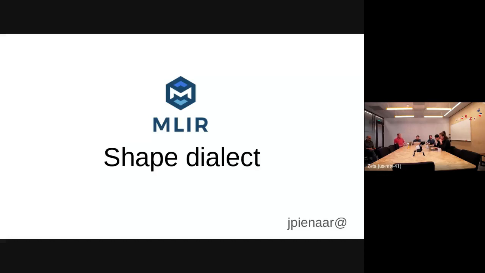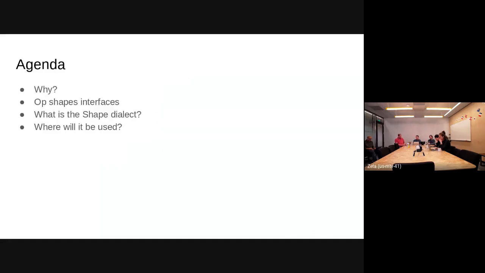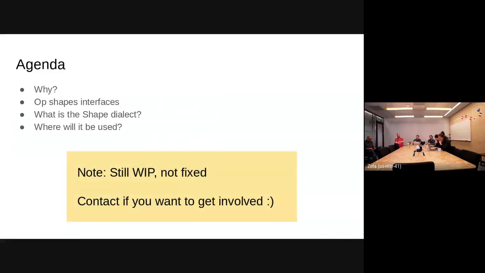So I'll be presenting about the shape dialect, and some of you might have seen some of the work going on upstream in this, and we had a short RFC. But for this presentation, I'll just give an overview of what it is, what we have in mind, and how we're going to use it. So the why, some of the op shape interfaces, what is a shape dialect, and where it will be used. Importantly, this is still work in progress.